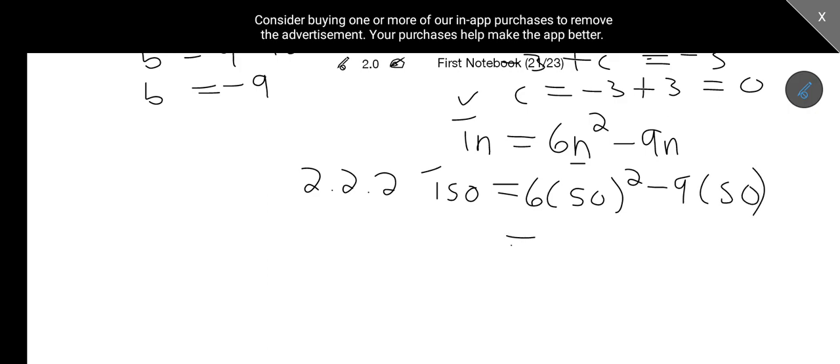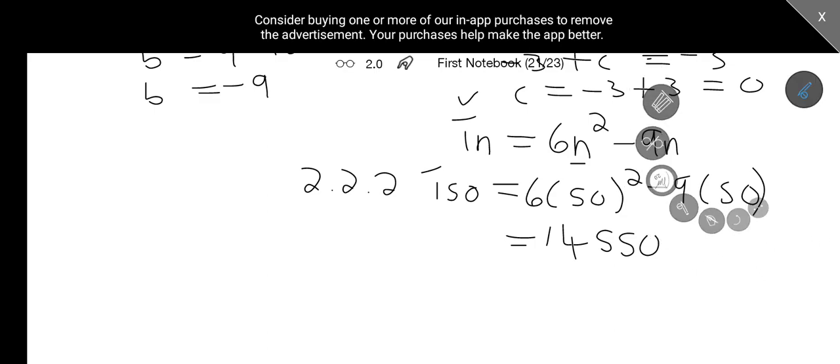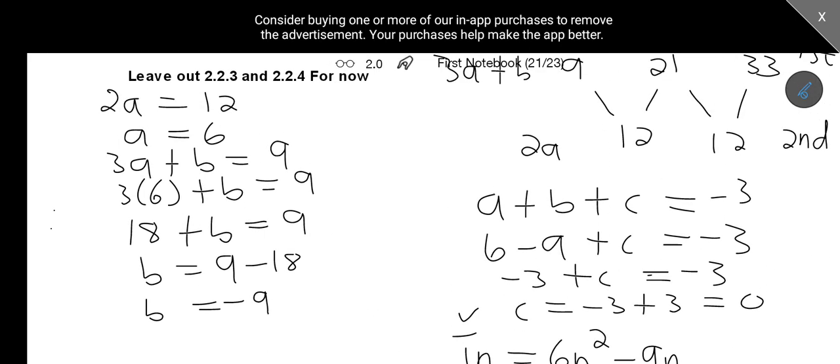And let's see what we get. It's going to be 6 multiplied by 50 all squared minus 9 times 50. And we get 14550.